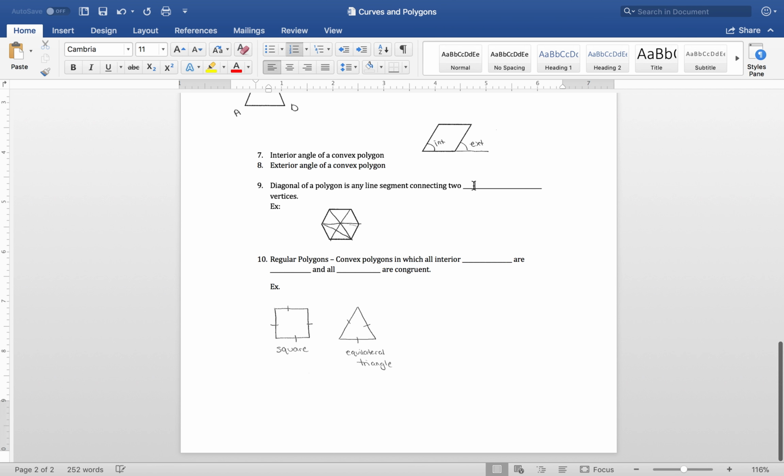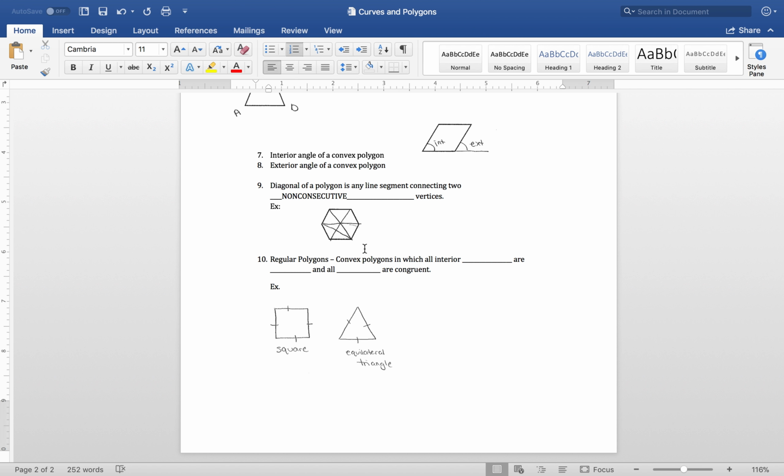Diagonals of a polygon are these line segments that go across the polygon, or we say they connect two non-consecutive vertices. Just a fancy way of saying they go across. If they were consecutive, that would be a line segment and not a diagonal.